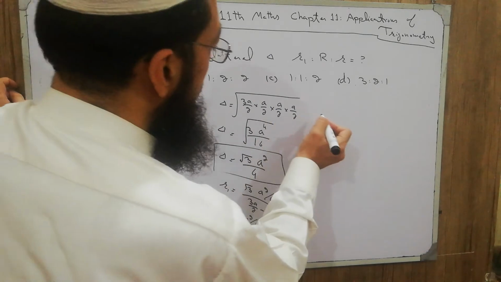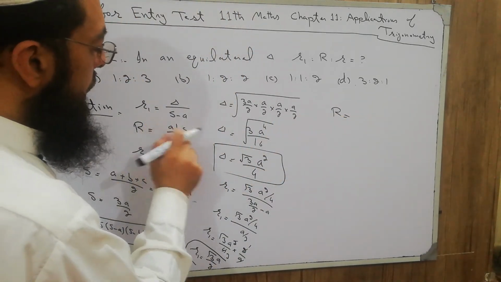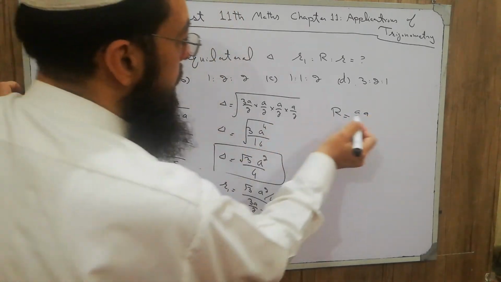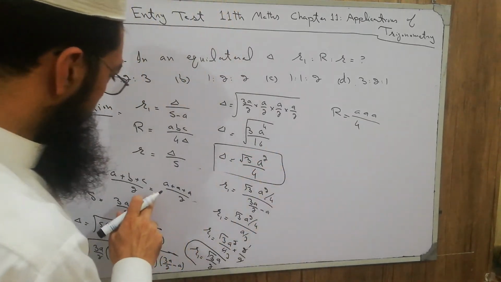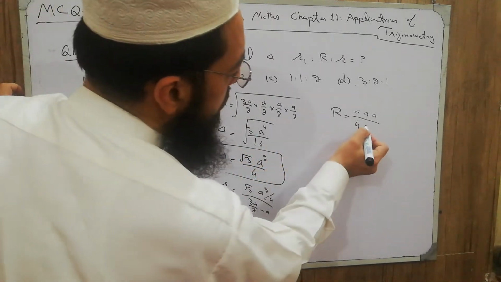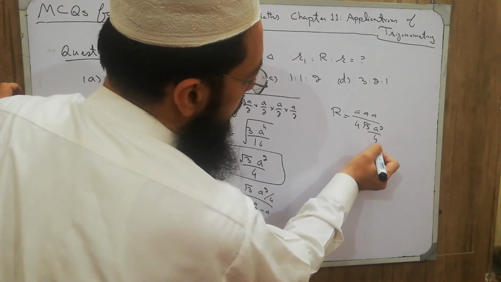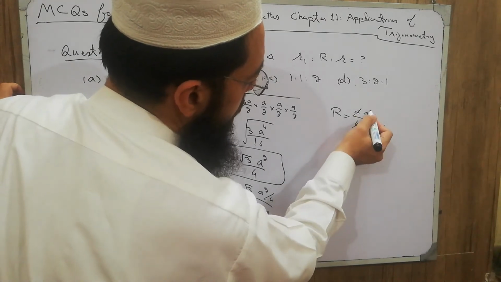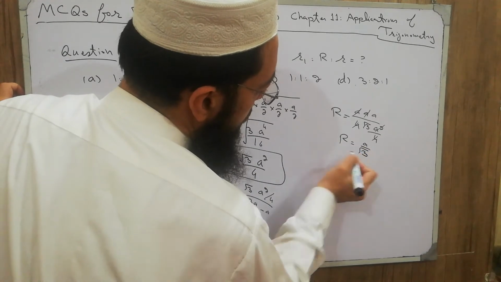Now, we find R, which is ABC divided by 4 into area. A, B, and C are equal for an equilateral triangle, divided by 4 into area, which is the square root of 3 A square divided by 4. This 4 is cancelled with this 4, A square is cancelled with 2A. So, R is equal to A divided by the square root of 3.